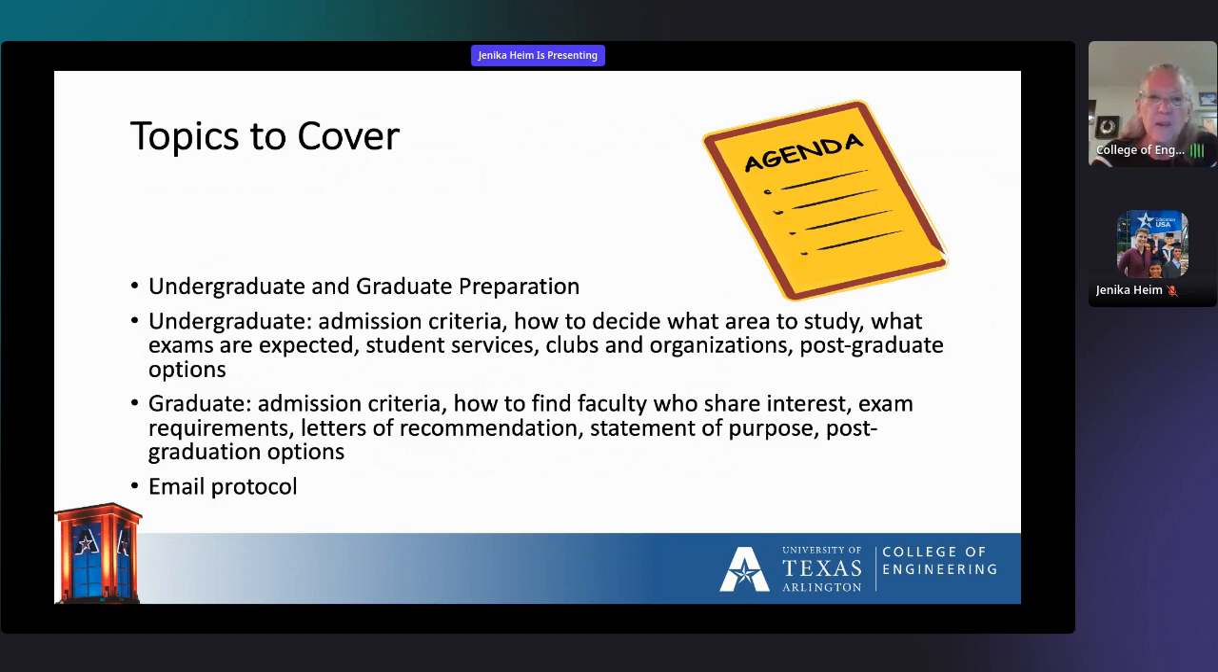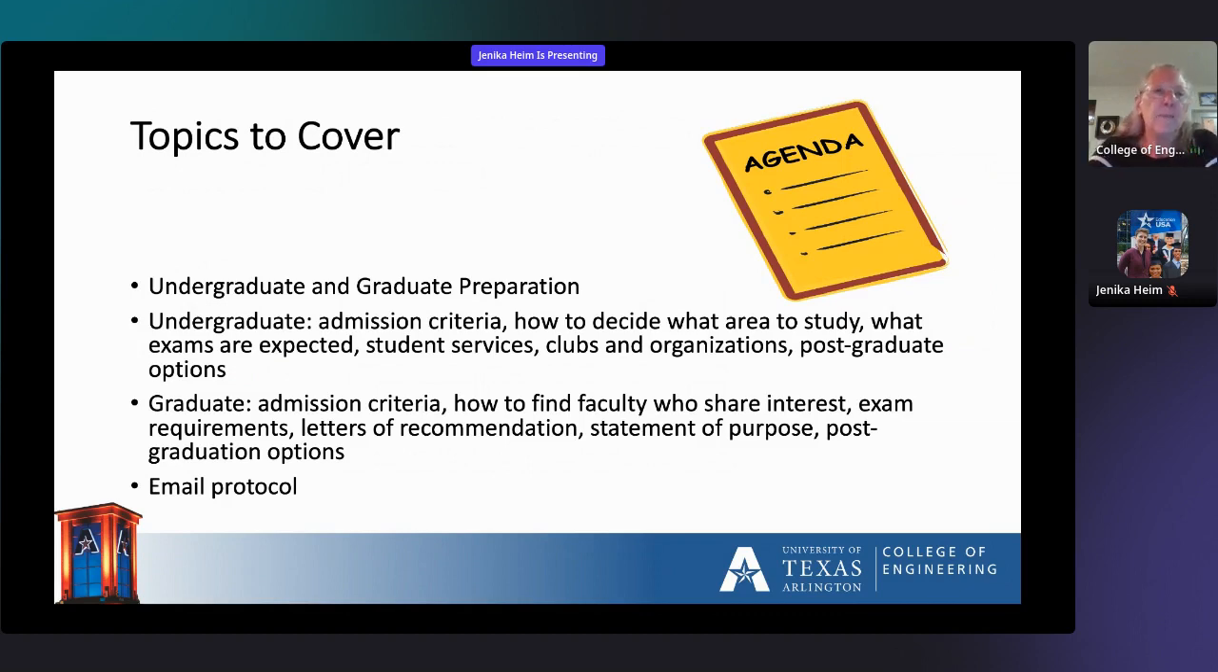And on the graduate side, we'll also talk about admission criteria and how to find faculty who maybe share your interest, letters of recommendation, all of those things that are needed for a graduate program of study in engineering. And then we're going to touch a little bit on email protocol.